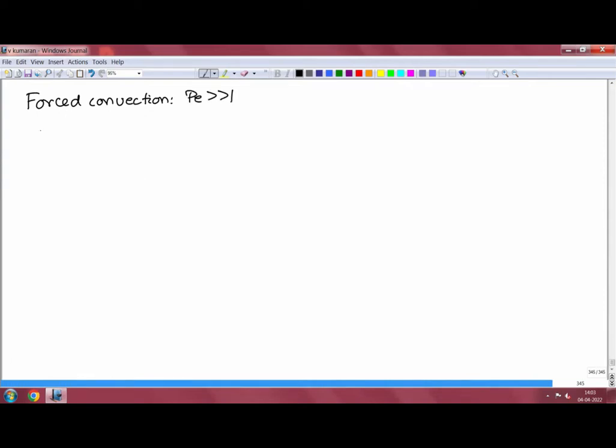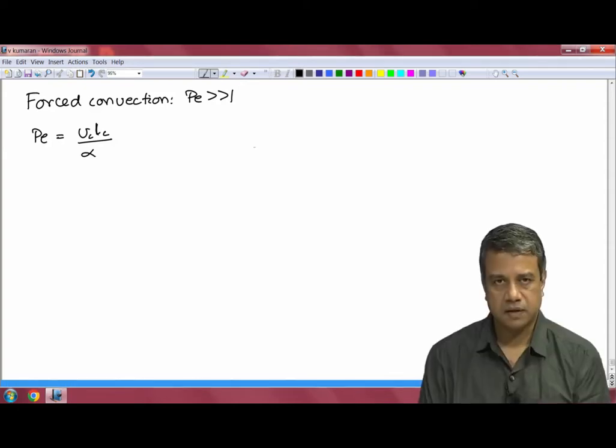Recall that the Peclet number is defined as the ratio of convective and diffusive effects, where Vc is the characteristic velocity, Lc is the characteristic length scale, and alpha is the diffusion coefficient. And in the limit of high Peclet number, you would expect convective effects to dominate compared to diffusive effects, or this is the limit of strong convection.